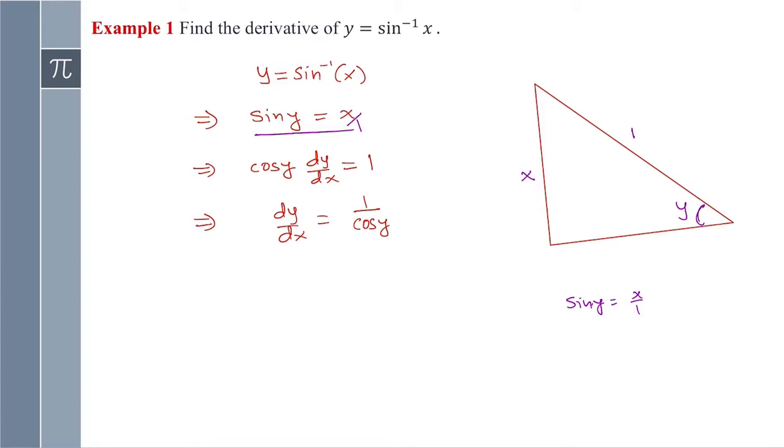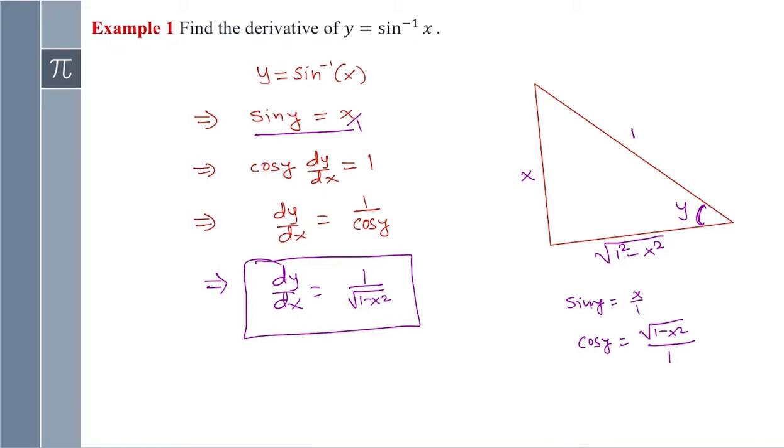Now the adjacent, so this is our angle. The adjacent is the square root of hypotenuse squared minus opposite squared. So the function that we want is cosine y. Cosine y equals adjacent, which is the square root of 1 minus x squared, divided by hypotenuse, which is 1. So dy over dx equals 1 over the square root of 1 minus x squared. That is the derivative of the sine inverse function.